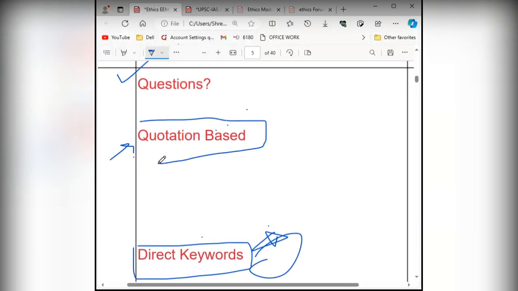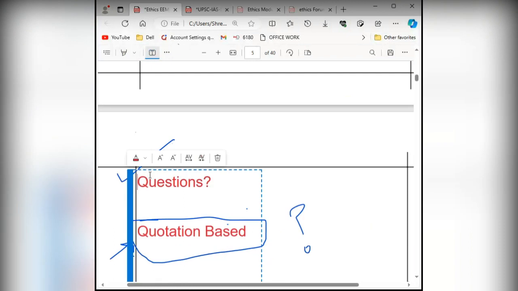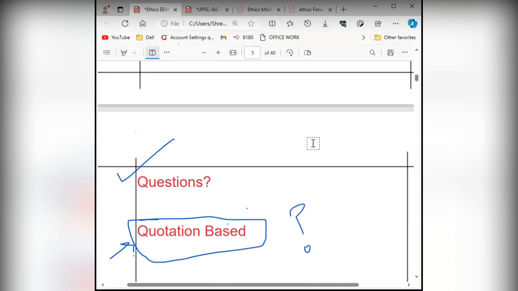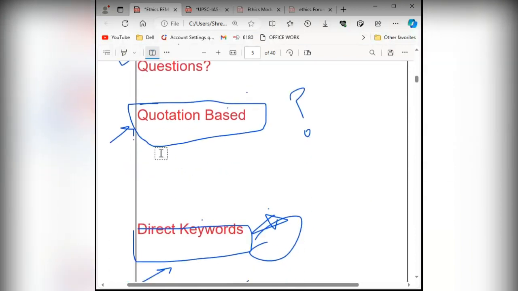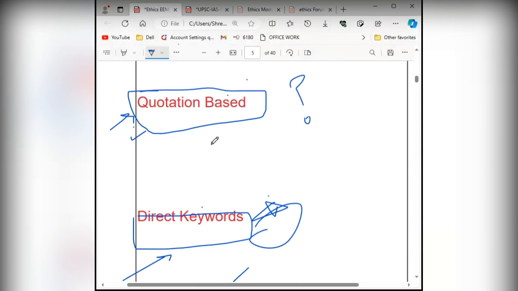Then quotation based. What are the quotation based questions? A quotation based question can be something like, be the change you want to see. This is a thought which is actually based upon this. Quotation based questions are the questions which focus upon a single quotation and then you write the theory part. Be the change you want to see, or there are certain quotes which can definitely be used while writing your answer.